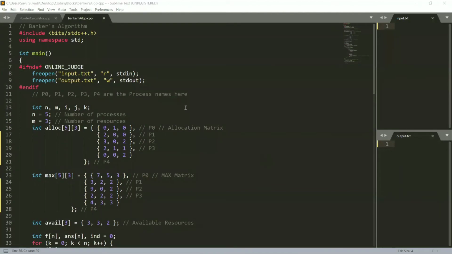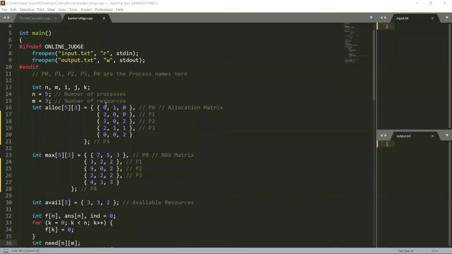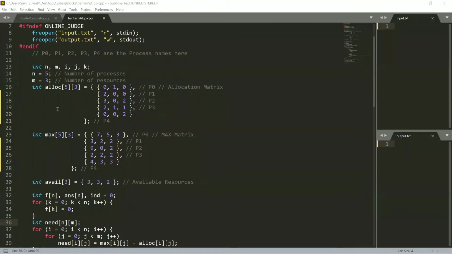So this is the program for Banker's algorithm. There are n number of processes, and I am taking the same example: n number of processes and m number of resources. The processes are numbered from P0 to P4, and the resources are A, B, C. It is the same example we have seen before.